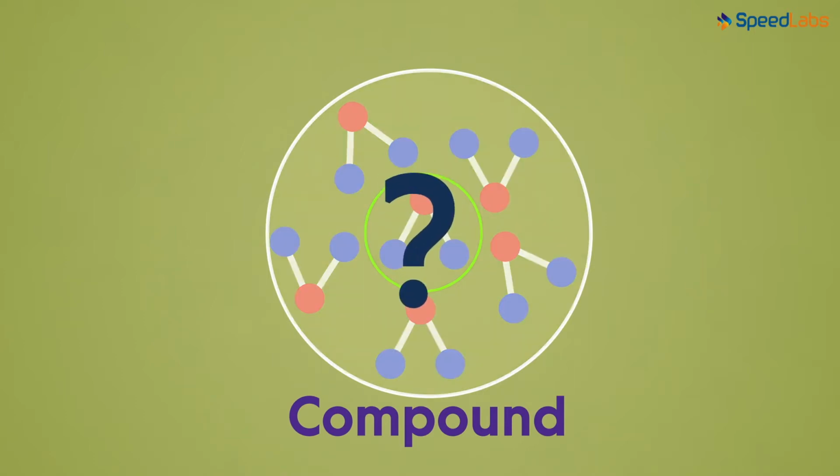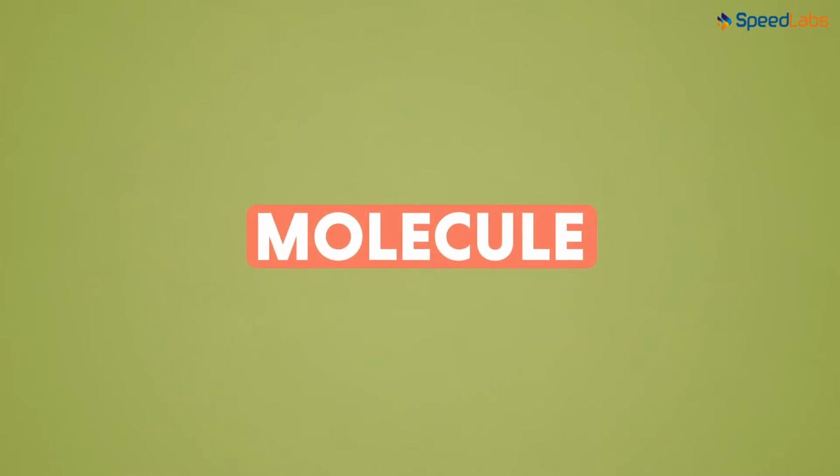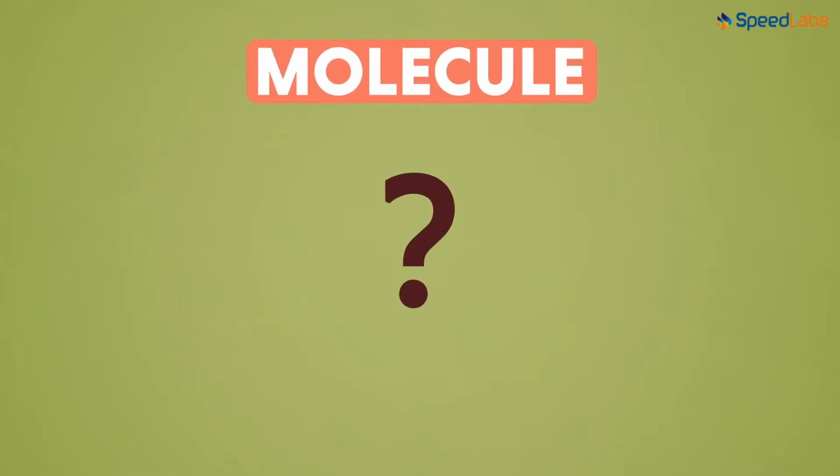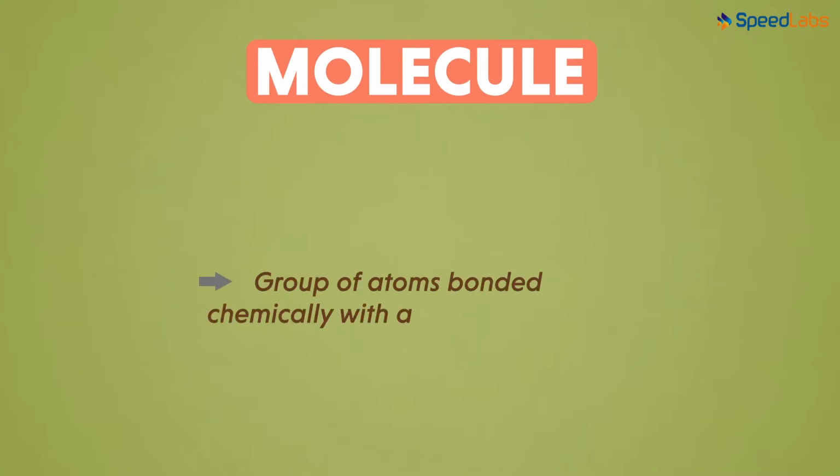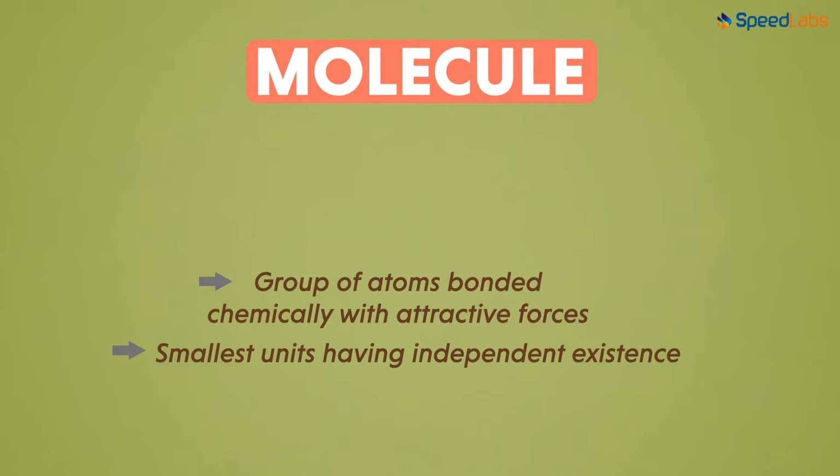What is such a unit called? Yes, it's called a molecule. And how do we define it? In simplest words, molecules are a group of atoms that are bonded chemically with attractive forces. Molecules are known to be the smallest units having independent existence.